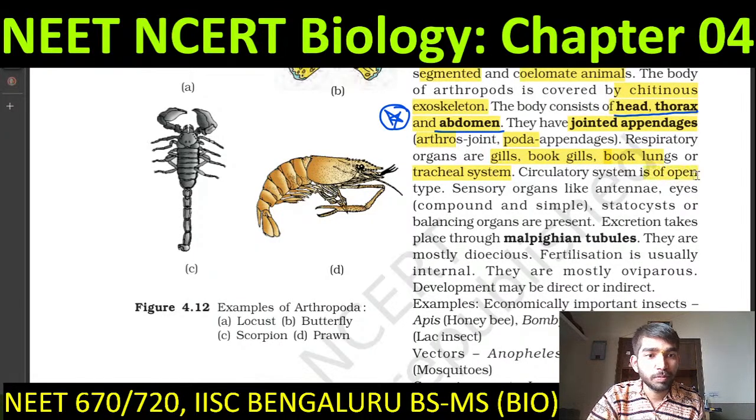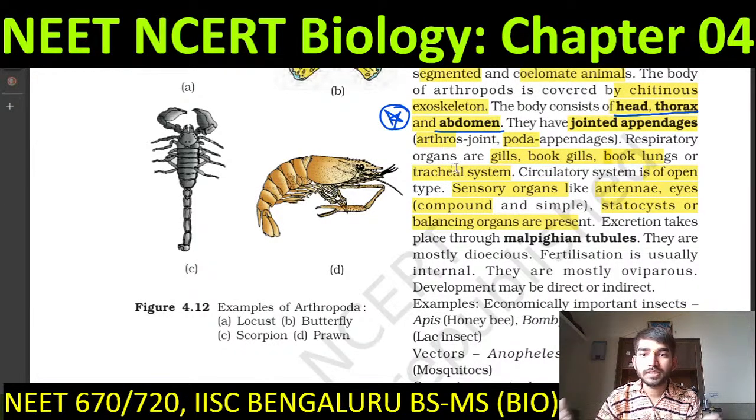Circulatory system is open type. Sensory organs are like antenna. Eyes can be compound or simple. So in cockroaches, you see compound eyes called ommatidia, and they come together to form a hexagon-like structure. Statocyst or balancing organs are also present. So these are some of the sensory organs.